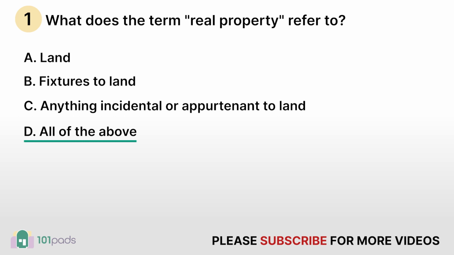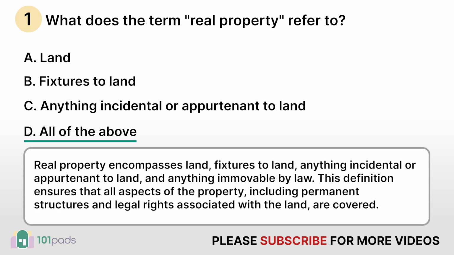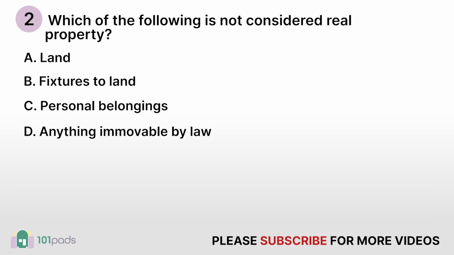The answer is D. All of the above. Real property encompasses land, fixtures to land, anything incidental or appurtenant to land, and anything immovable by law. This definition ensures that all aspects of the property, including permanent structures and legal rights associated with the land, are covered.